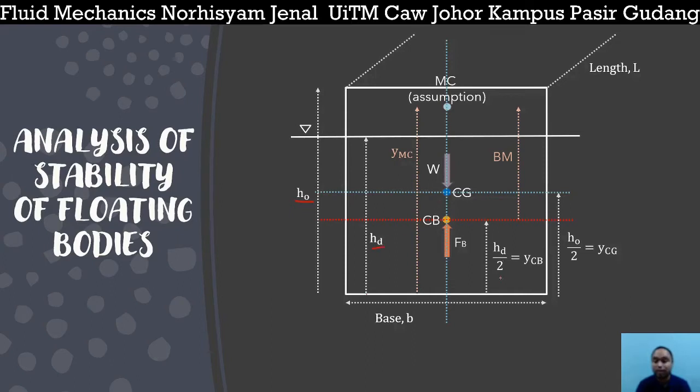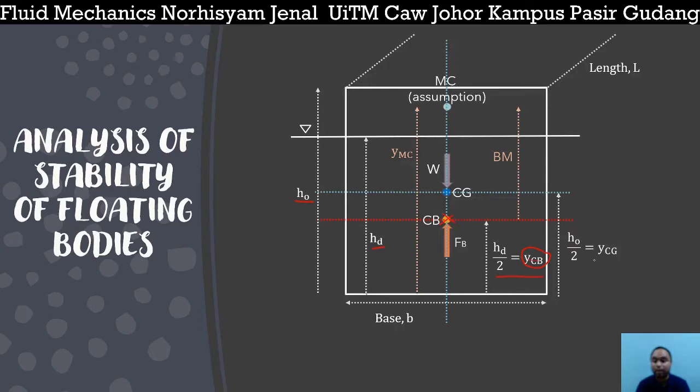The third one is HD divided by 2. So why do we need to divide by 2? Because this is the location of your center of buoyancy. The location of your center of buoyancy is denoted as YCB, and it is just HD, the height of displacement, divided by 2. So this is where you have your center of buoyancy.